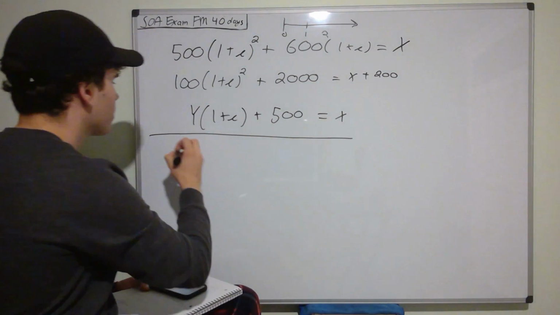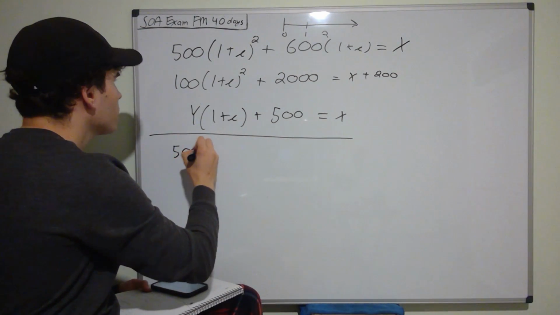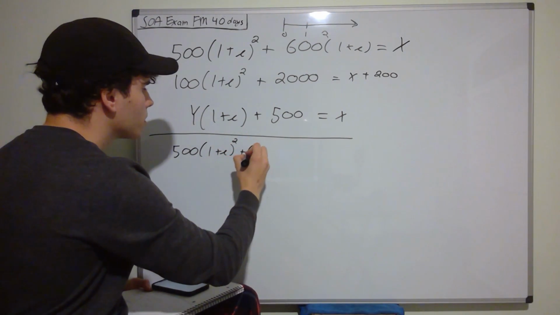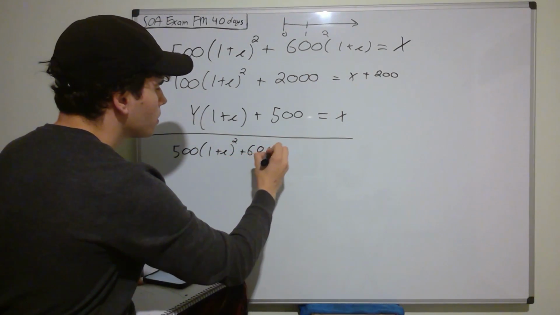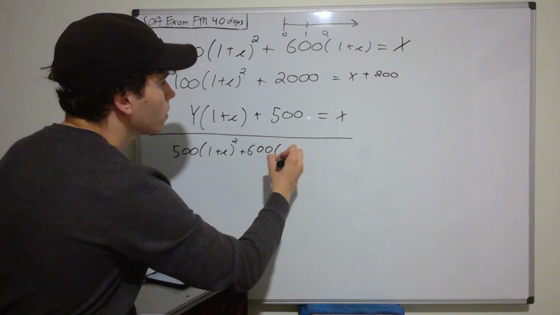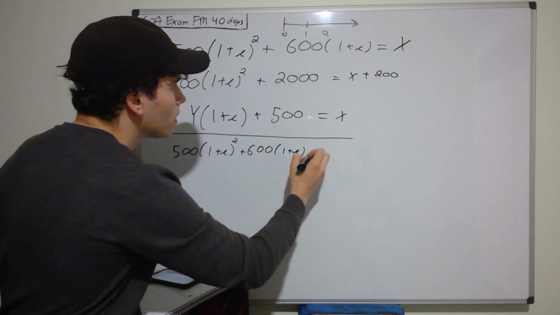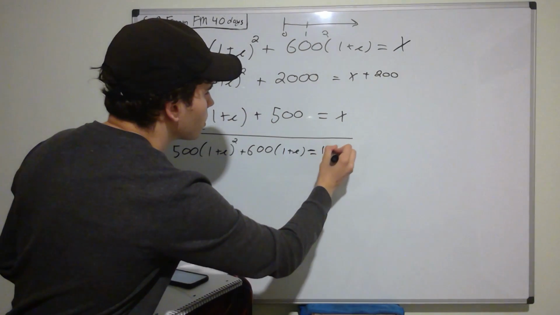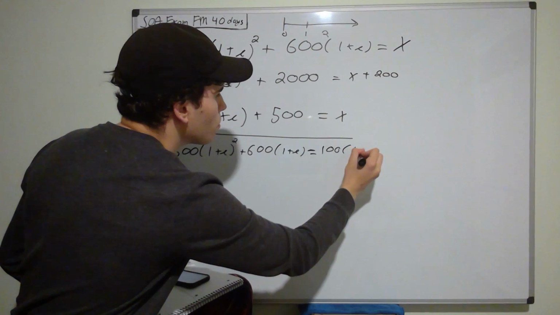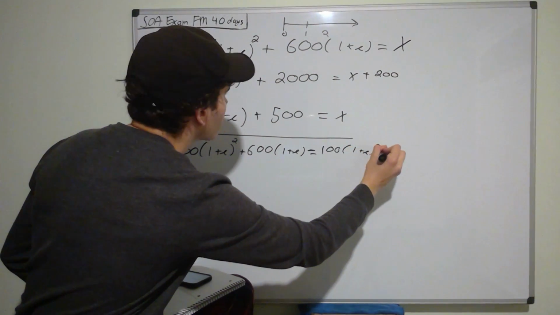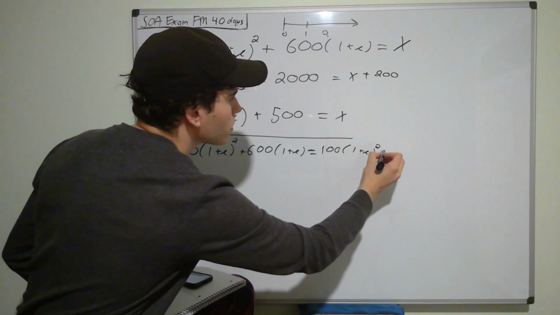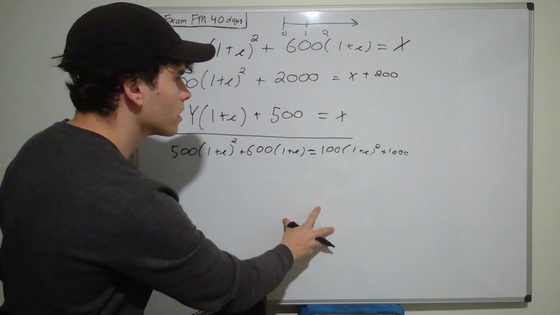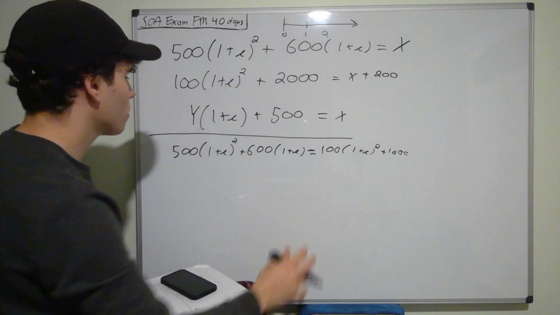A little line. So we have 500 times 1 plus i squared plus 600 times 1 plus i equals x. So you can have that equal to this one, which is 100 times 1 plus i squared plus 1800. I write smaller as I go. I need to fix that. Also, I need to mount my whiteboard to the wall.